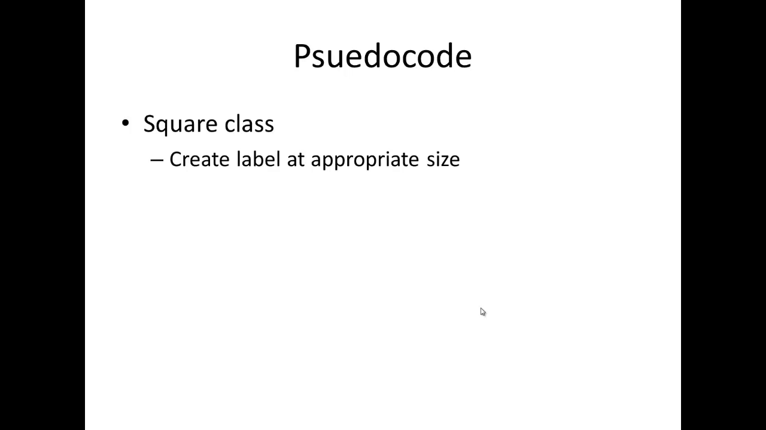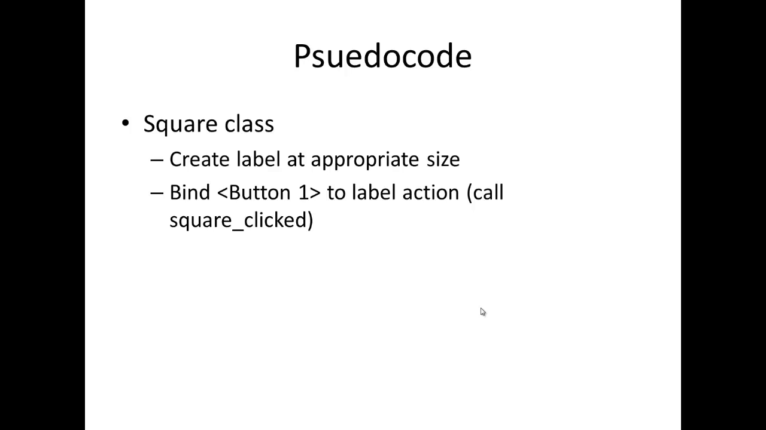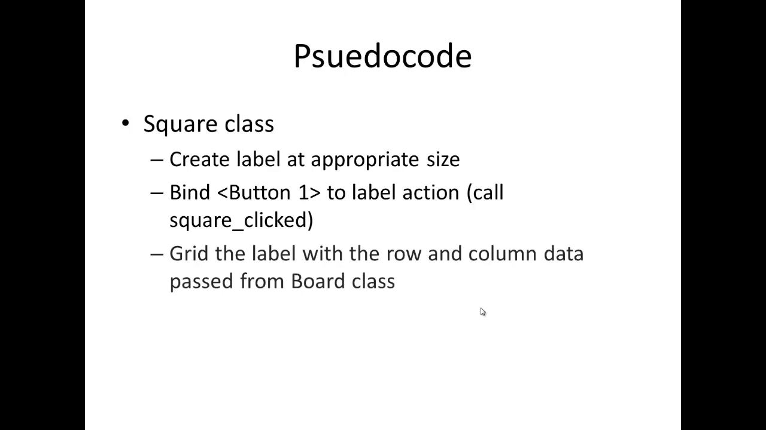So each square is going to be represented by a label. It has at its heart that label object from tkinter. And we are going to bind to that label a left button click. So that's that button 1. And when it hears that button 1 go off on that object, it's going to call a particular method, and it could call any method that we want. In this case, we're going to call a method inside that class called square clicked.